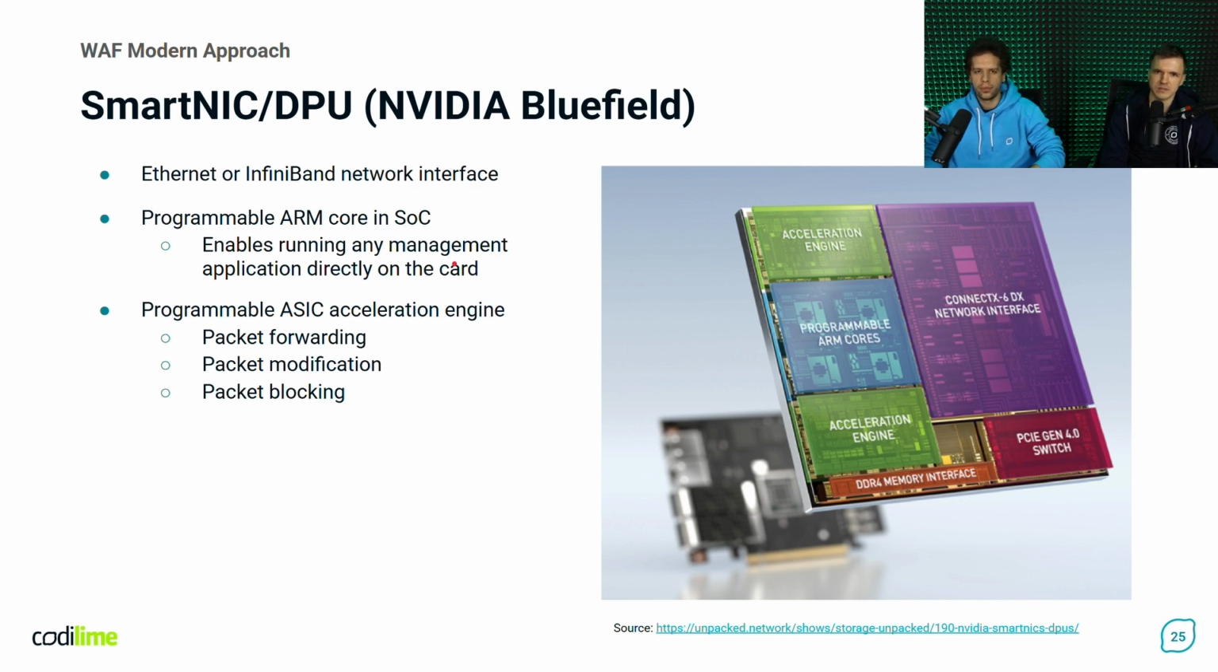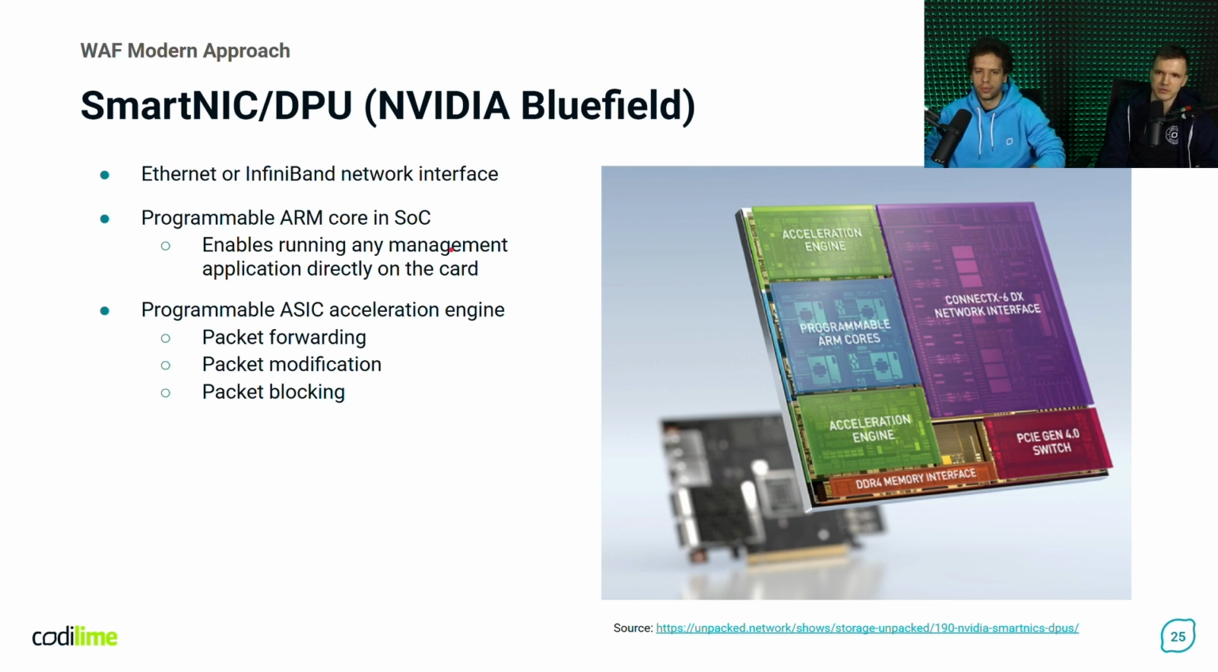DPU is a network interface card that has also some ARM cores that allow us to run basically any code on it. For example, we can even run an entire operating system directly on the network interface card. But what's most important is that we can run network management code on this DPU. So the packets that come to the card, in many cases, don't even need to leave the card to be processed.